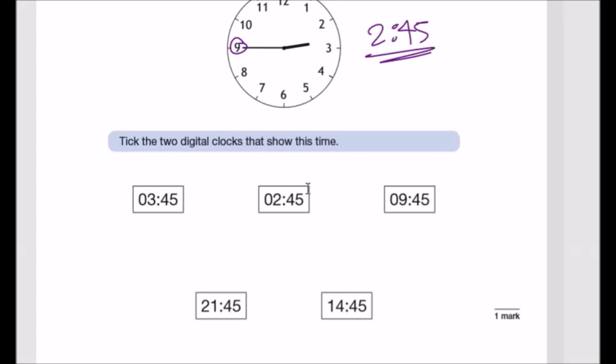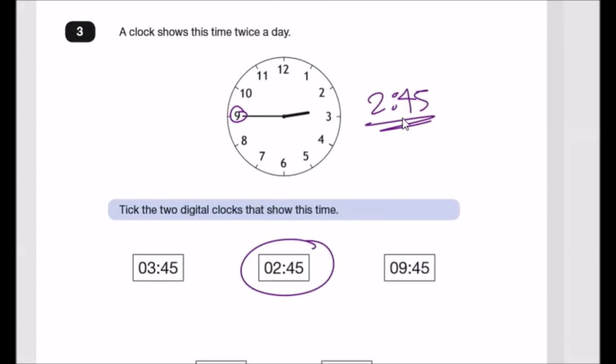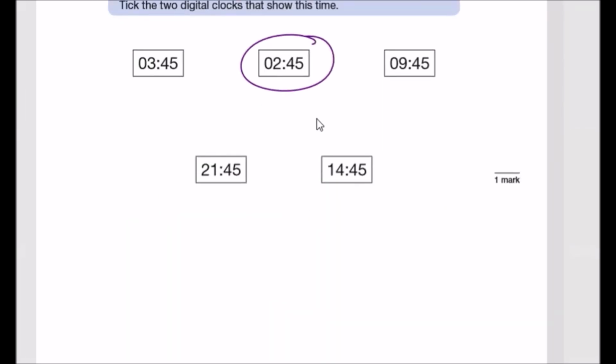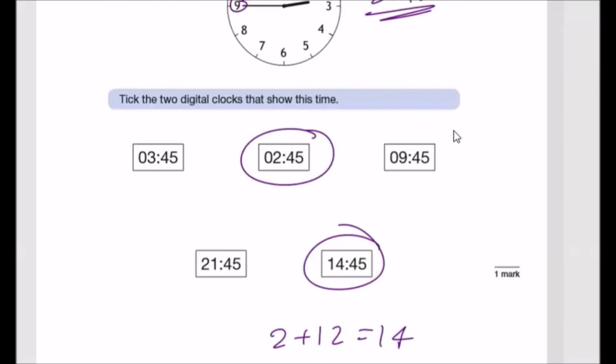Well, first things first, this is one of them, 2:45, and if you look at the 24-hour one, all you have to really do is add 12 to the hour clock. So if it's 2, then it'll be 2 plus 12 is 14. So the next one will be 14:45. All right, easy stuff.